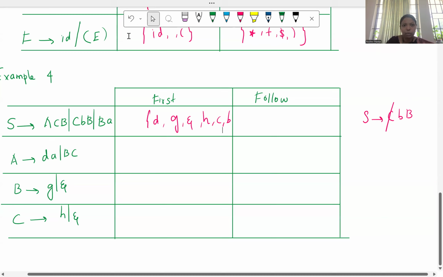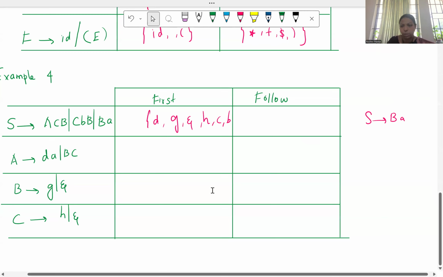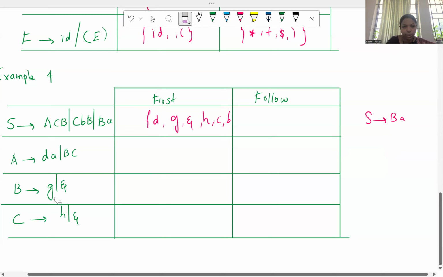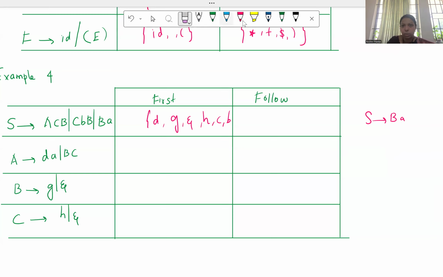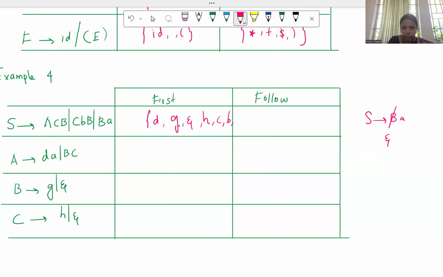So we wrote it. And for S, we have a third production as well. So let us write the third production. The third production is S derives BA. In this case, if you see, B has two options. One is B can be derived as G. That we already wrote. And we also have one more alternative, B can be epsilon also, which means here nothing. So who will be the first of S? It is small a. So small a also should be there. Right?